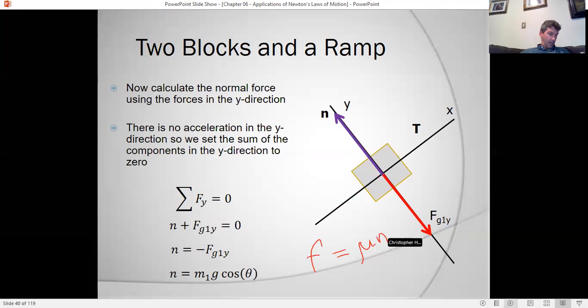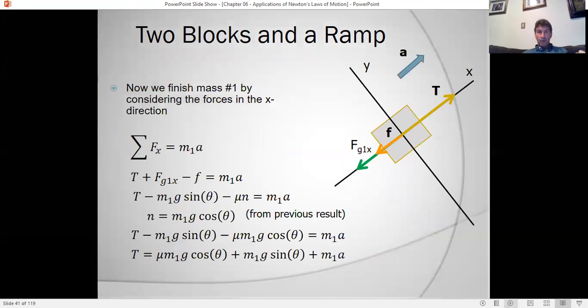Right? We need that to put into right there. Okay. All right. Now we do our x equation. This is the important part. We have the tension pulling it uphill, in the positive x direction. We have the x component of the weight pulling in the negative direction. We have the friction opposing motion. So this force plus this force plus this force is equal to m1a.